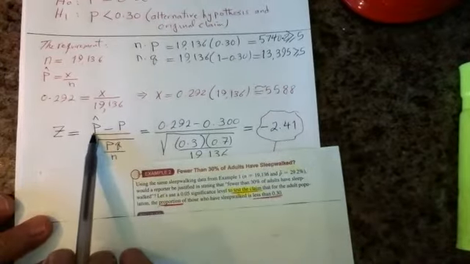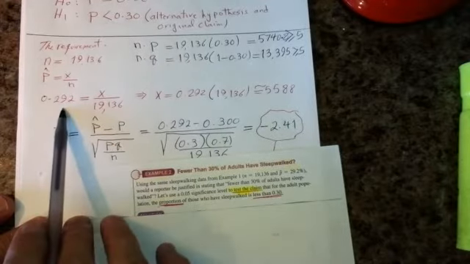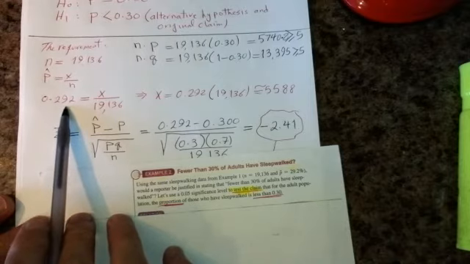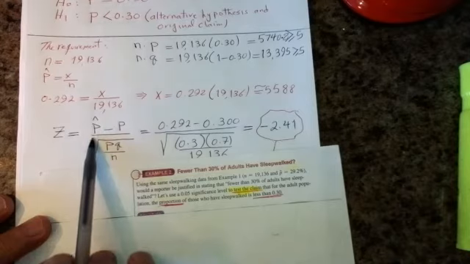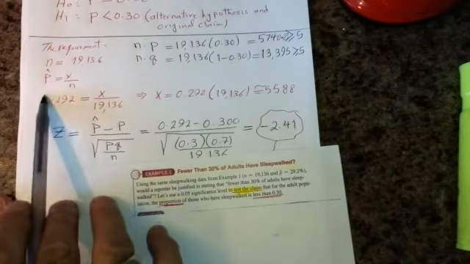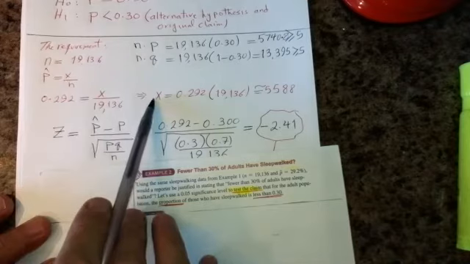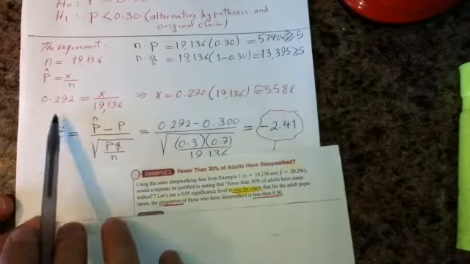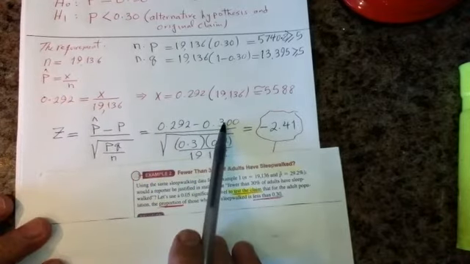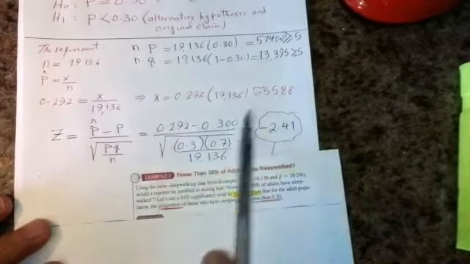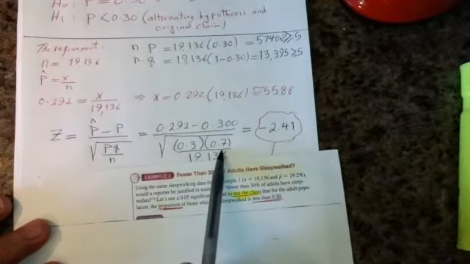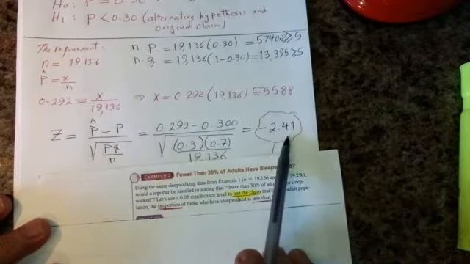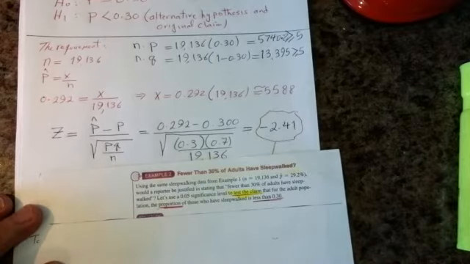In the formula, you need P hat. P hat is given in the problem: they say 29.2%. We just put it here. You may wonder, if P hat is given, why are we calculating X? I'll show you later. But right now, remember, P hat is given. Capital P is 0.3, and Q is 1 minus that. That gives you minus 2.41. This is the Z calculation.